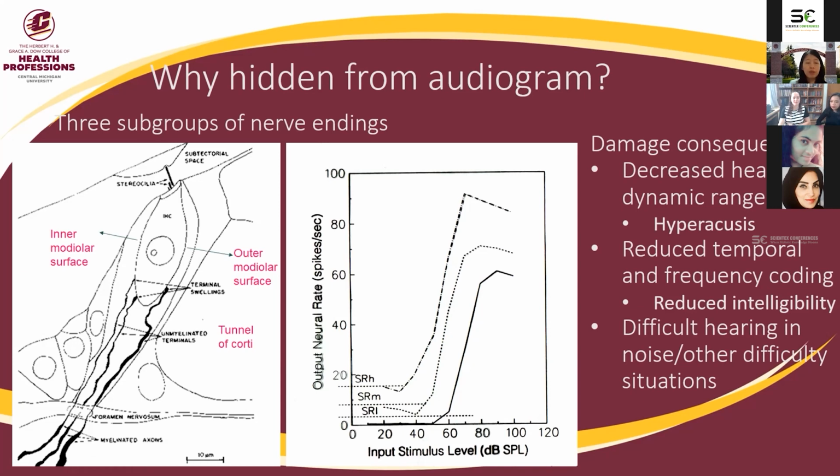Due to the damage of the low spontaneous rate nerve fibers, the whole intensity dynamic range is reduced, which will lead to hypoacusis. Also, neural damage will cause sound coding deficits in temporal and frequency processing, which will lead to reduced speech intelligibility and difficulty hearing in noise. So people with hidden hearing loss will have perceptual hearing difficulties, but will not be detected by the audiogram.